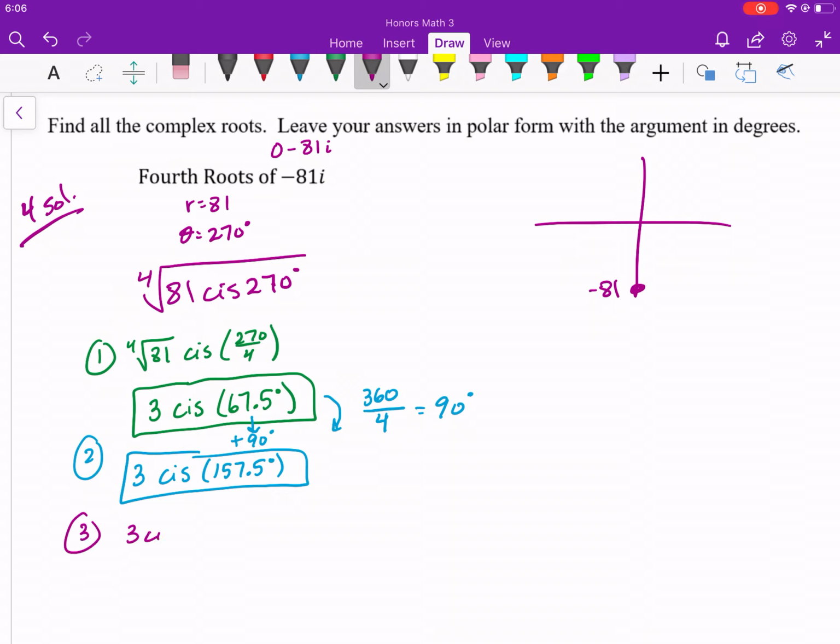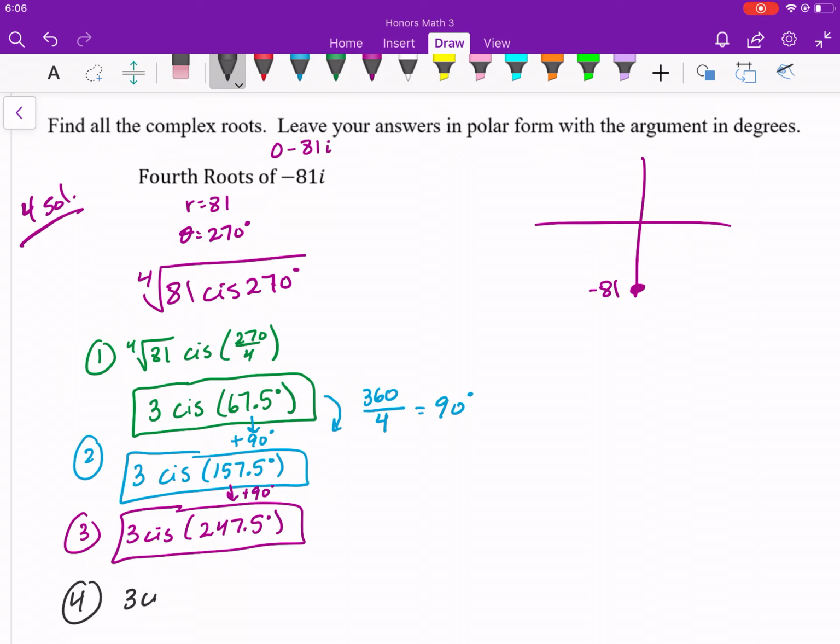We're going to take 3 cis and then we're adding 90 degrees again. So we get 247.5 degrees. Boom. I love it. And then our last one, our 4th solution, would be 3 cis, and then you add the 90 degrees as well, and you get 337.5 degrees. And you are done.